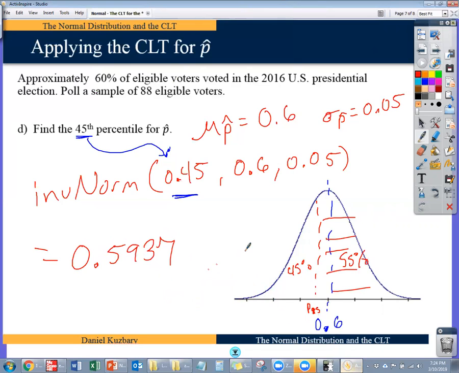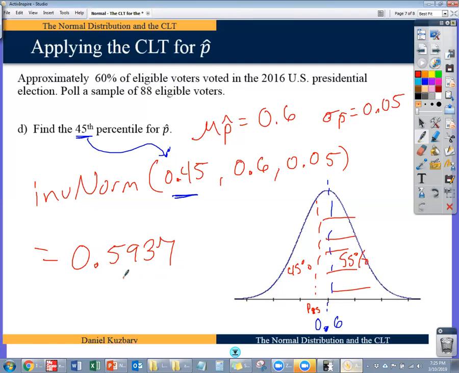So the 45th percentile isn't very interesting, but what we're really saying is that if you were to take a bunch of samples of size 88, 45% of those samples would have proportions less than this, and 55% of those samples will have proportions bigger than this.